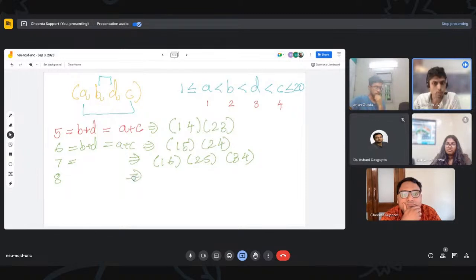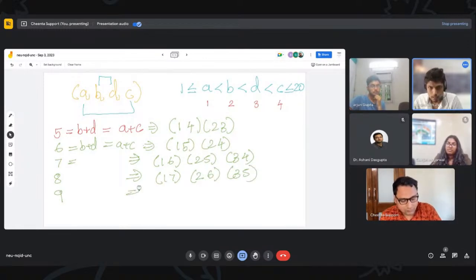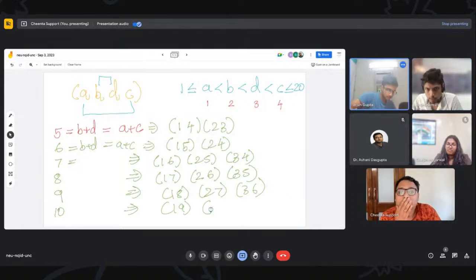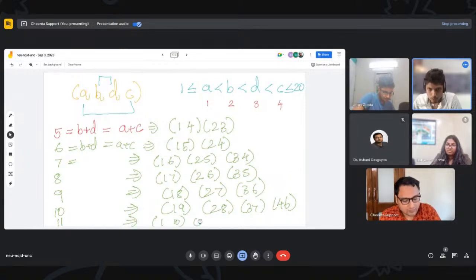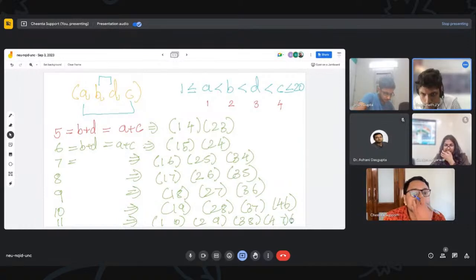Then 8, I'm just collecting all possible pairs. 1 7, 2 6, 3 5. 9: 1 8, 2 7, 3 6. 10: 1 9, 2 8, 3 7, 4 6. So I'll just write out for 11 and we will observe a pattern here. So 1 10, 2 9, 3 8, 4 7, and 5 6. Is that right?